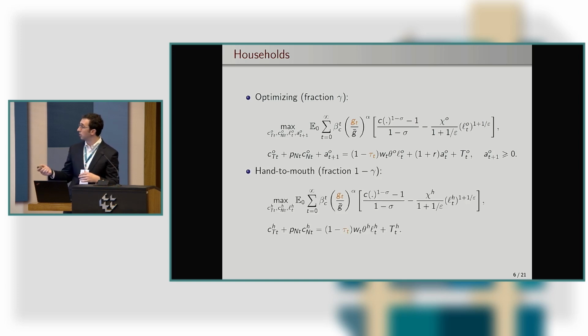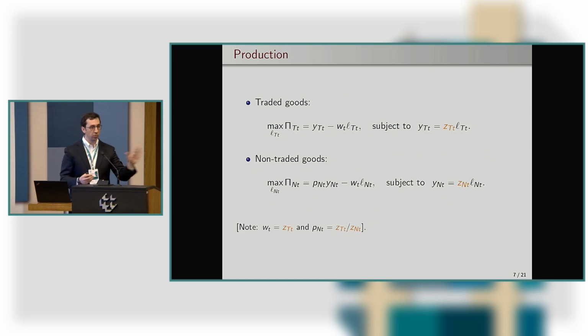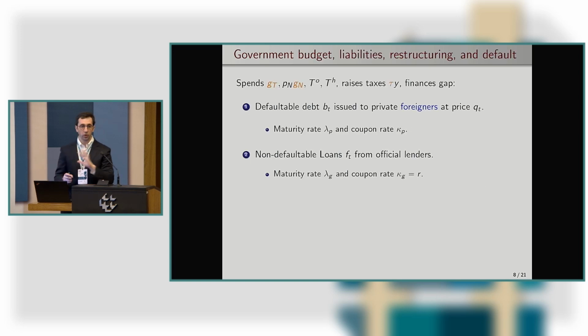We have another fraction. These are the poor agents. These agents will be hand-to-mouth. They do not have the ability to save over time, and we're going to make the assumption that their labor productivity is lower. So on the production side of the economy, pretty simple. We just have the two productivity shocks that move around and linear production. Everything's competitive here.